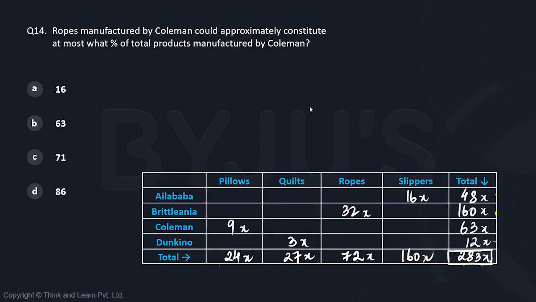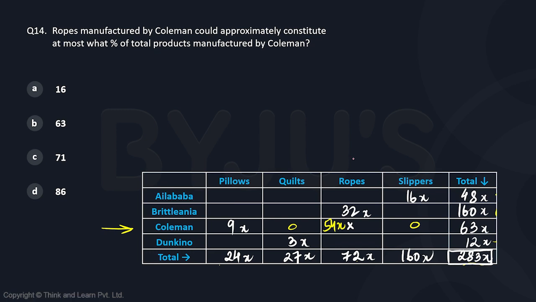Question number 14. Ropes manufactured by Coleman could approximately constitute at most what percentage of total products manufactured by Coleman? So we are talking about this particular cell. Well, very similar to question number 13. If you look at the row, if you assume the other values are 0, if you want to maximize this, so out of 63x, pillows constitute 9x under Coleman. So this is going to be 54x.